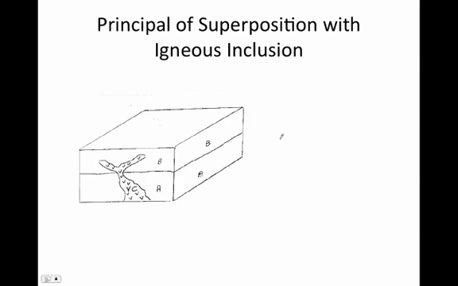Let's try this one. Let's order them according to oldest to youngest. We have A, B, and C. Which one would be the oldest rock? Definitely A, so oldest, A. And then the second oldest would be B, and the youngest layer in this picture would be the igneous intrusion, which would be C. So C would be Y for youngest.